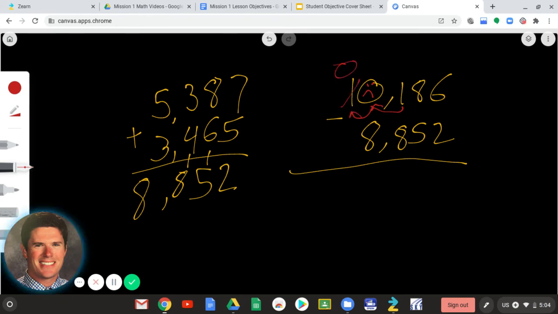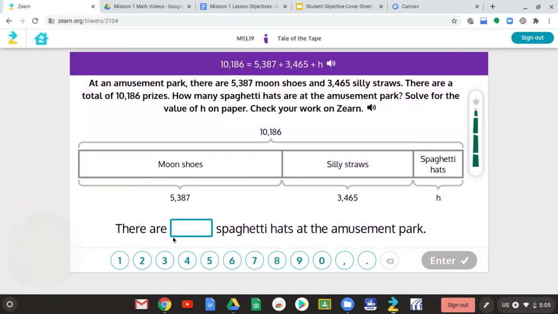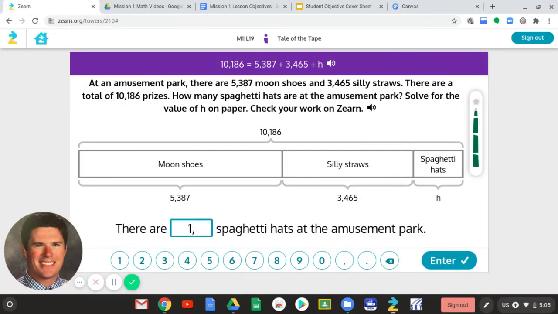That 1 becomes a 0. This 0 becomes a 10. Then I need to borrow from it. It becomes a 9. That 1 now, I can add 10 to it, is 11. So now I can solve this. So 6 minus 2 is 4. 8 minus 5 is 3. 11 minus 8 is 3. 9 minus 8 is 1. And 0 minus 0 is 0. It's nothing. 1,334 should be how many spaghetti hats there are.